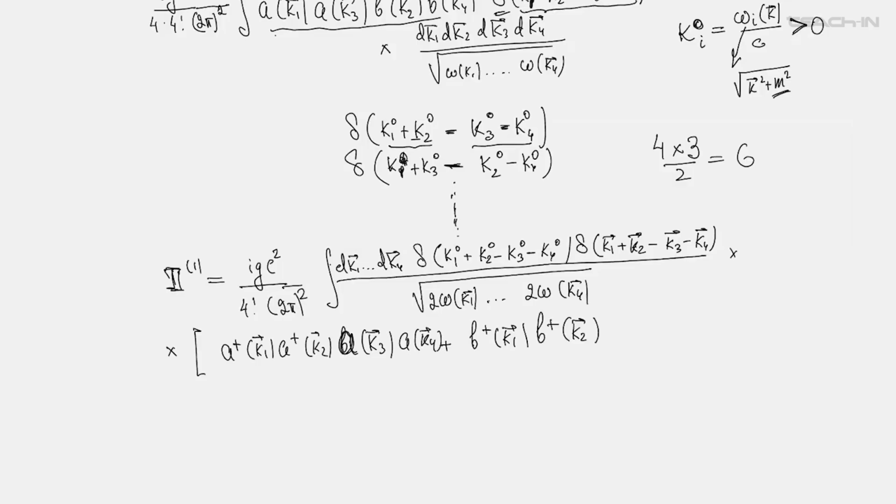Exactly 2 coming, 2 outgoing. And there will be 4 with coefficient 4, the mixed term of the following type: A dagger on k1, A on k3, B dagger on k2, B on k4. And that's it, what is left over.